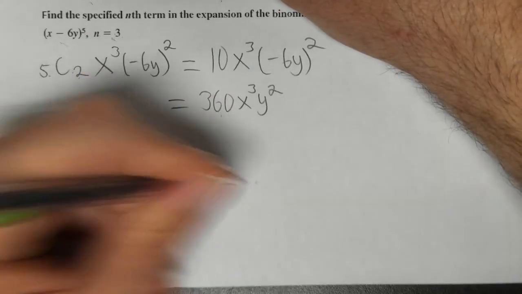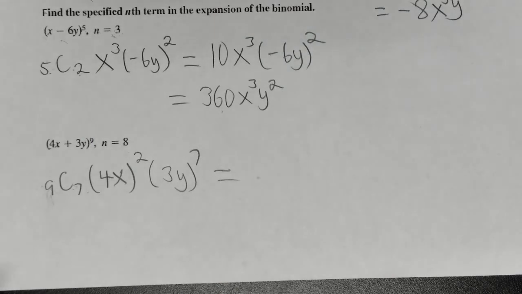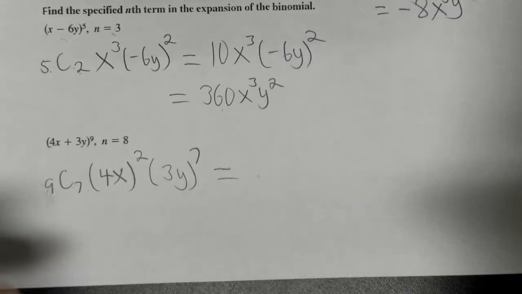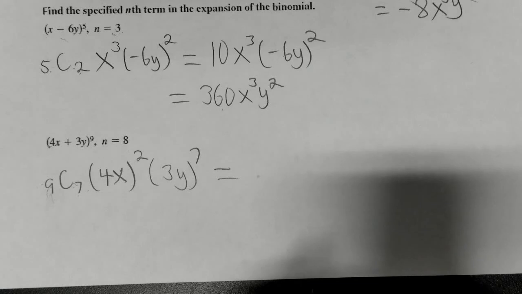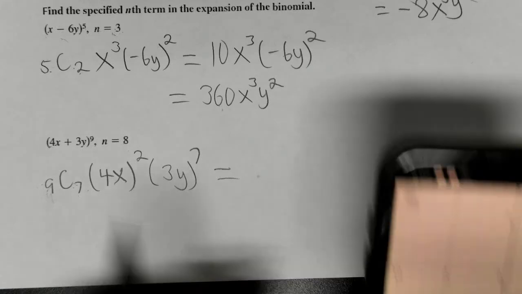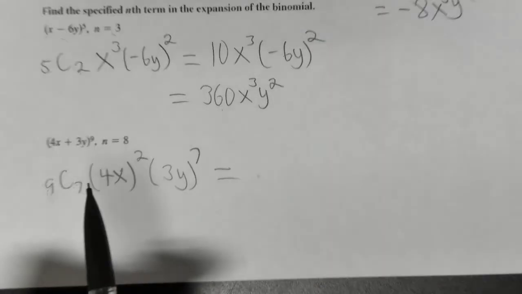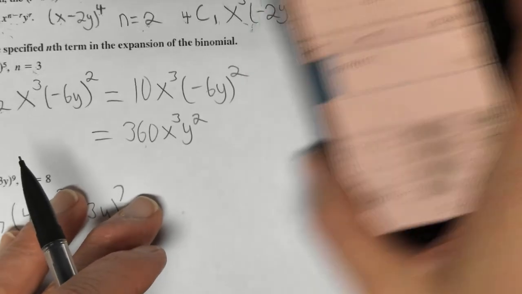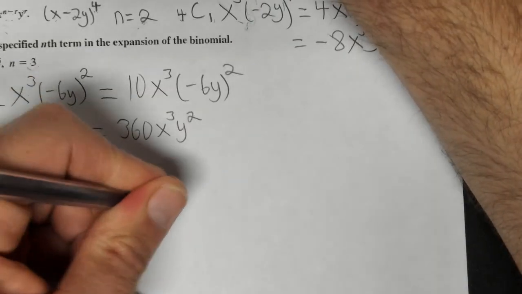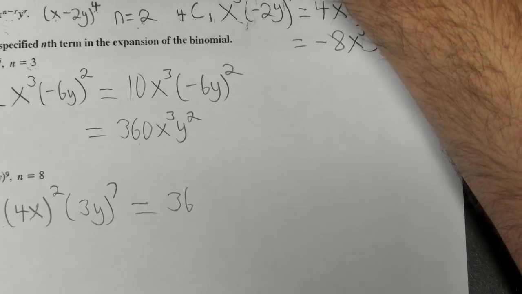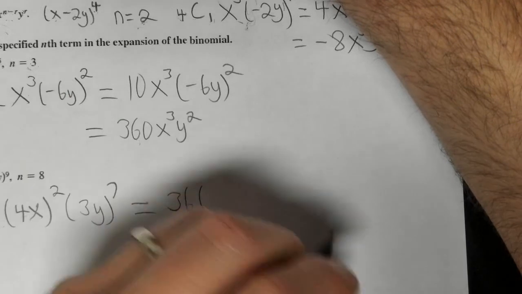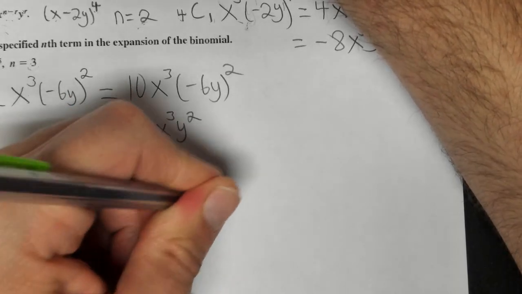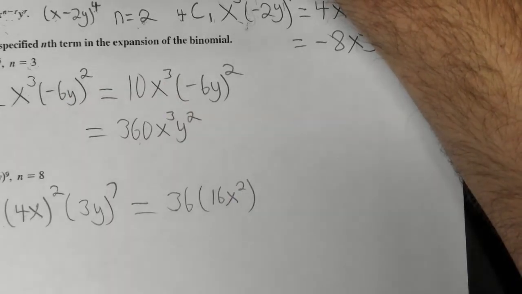Okay? And so I need to figure out what the combination of 9 chooses 7 is first. Let's put that one in there. 9 chooses 7 is 36. Okay, so 9 chooses 7, 36. So I'll put my 36 here. All right. Then I can go ahead and square this out, which would be 16x squared.